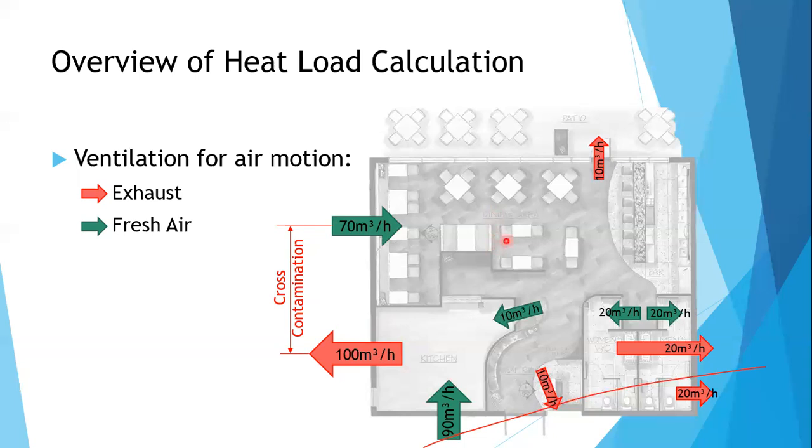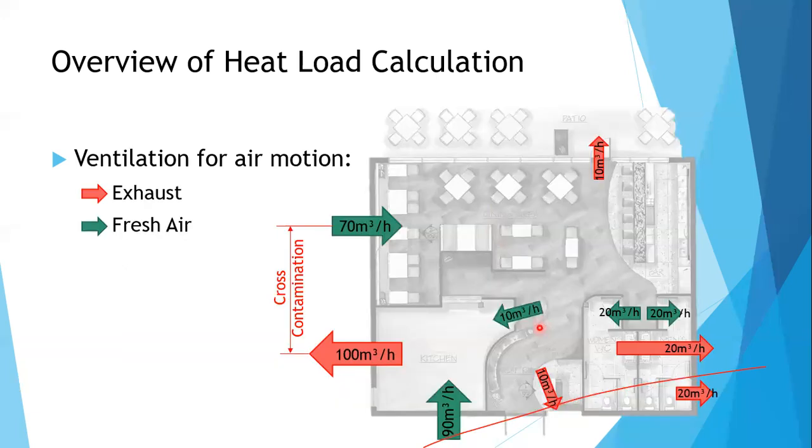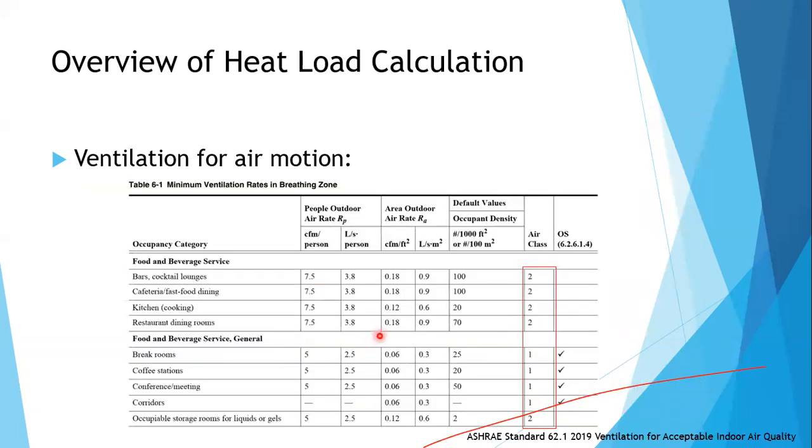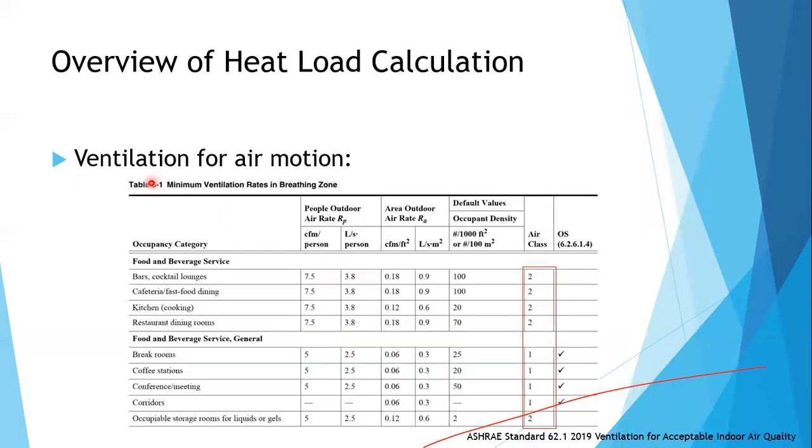All right. Another one is there are areas that are called class areas, which means this table will help you determine which air can go from which area. So for example, areas from here, can it go here or can it go here? Or areas from the dining, can it go to the kitchen? This table 6.1 minimum breathing zone, same table as we used earlier from the ASHRAE standard 62.1, will tell you which class. Which means air from class 1 can go to class 2, but air from class 2 cannot go to class 1.